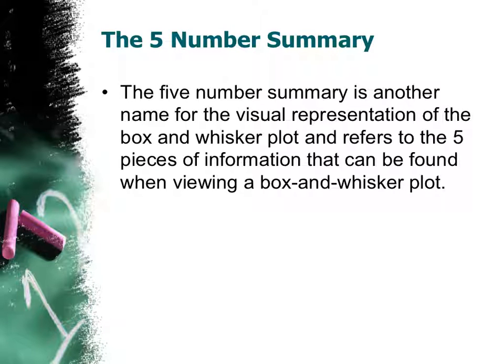So what we're going to be looking at is the 5-number summary, and it's another name for the visual representation of a box and whisker plot, and it refers to the 5 pieces of information that can be found when you're viewing a box and whisker plot. So again, if I have my box and whiskers, and this is a very bad drawing, but there's 5 pieces of information, something here, something here, something here, here, and here. So that's the 5-number summary.